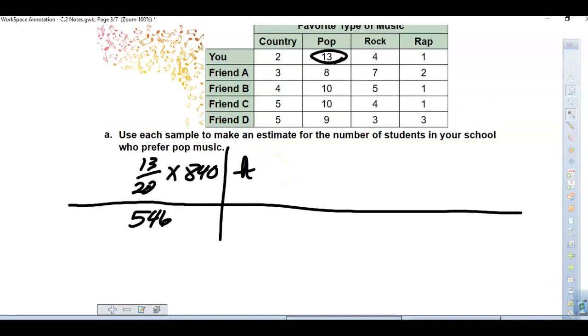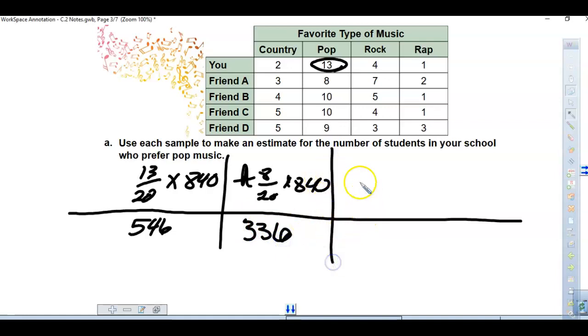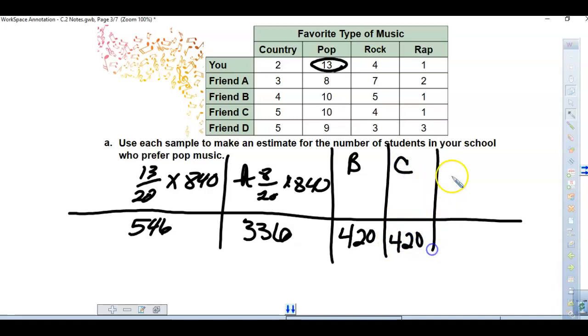Friend A found 8 out of 20, so times that by 840, and we get 336. Okay, what about friend B? 420. Friend C, 420. And friend D, 378. Nicely done. Okay, so we have 5 guesses.